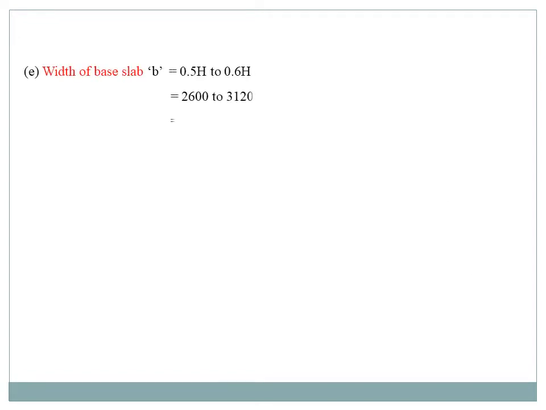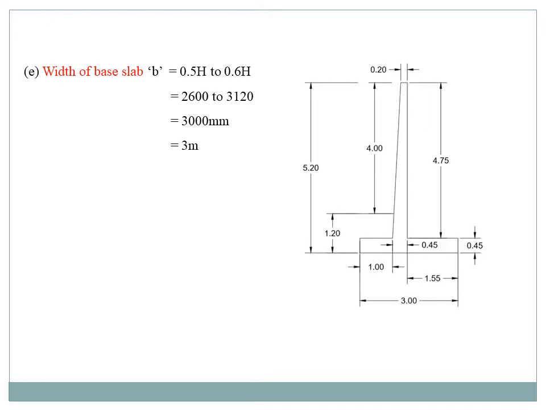Then the width of base slab, b, is equal to 0.5h to 0.6h. This is a simple formula. Apply the h value, and you get 2600 mm to 3120 mm. In between, some value can be taken; a suitable value will be chosen. So the rounded value is 3000 mm. We have taken 3 meter, so the width of the base slab is 3 meter.